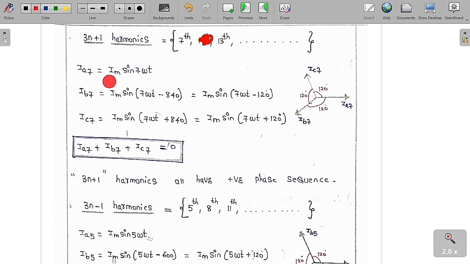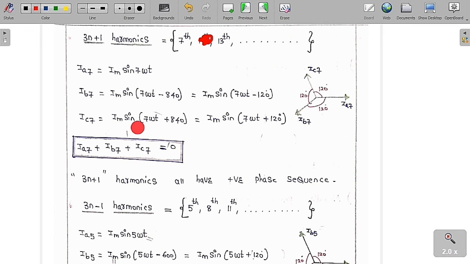So IA7 means just in place of omega write 7 omega. So Ia7 = Im sin 7 omega t, whereas Ib7 is equal to Im sin 7 times of (omega t minus 120). It means 7 omega t minus 7 into 120, which is nothing but 840. If you do the simplification, we are going to get finally Im sin (7 omega t minus 120). So same thing we are going to get here. Ib7 is going to lag the Ia7 by 120.